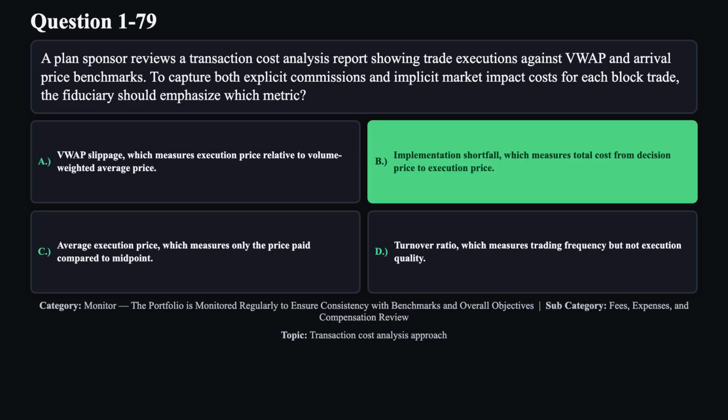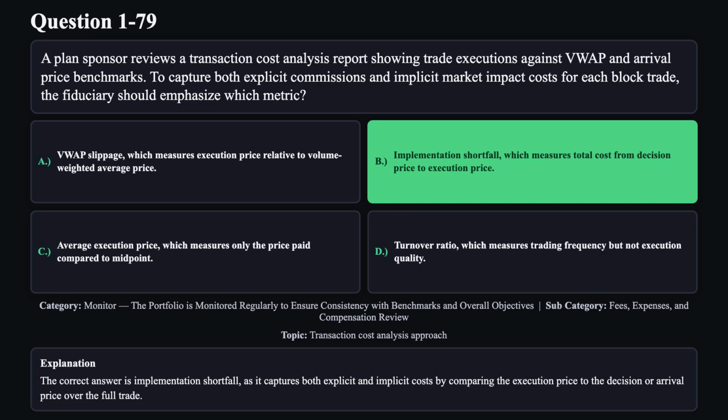The correct answer is B. The correct answer is implementation shortfall, as it captures both explicit and implicit costs by comparing the execution price to the decision or arrival price over the full trade.